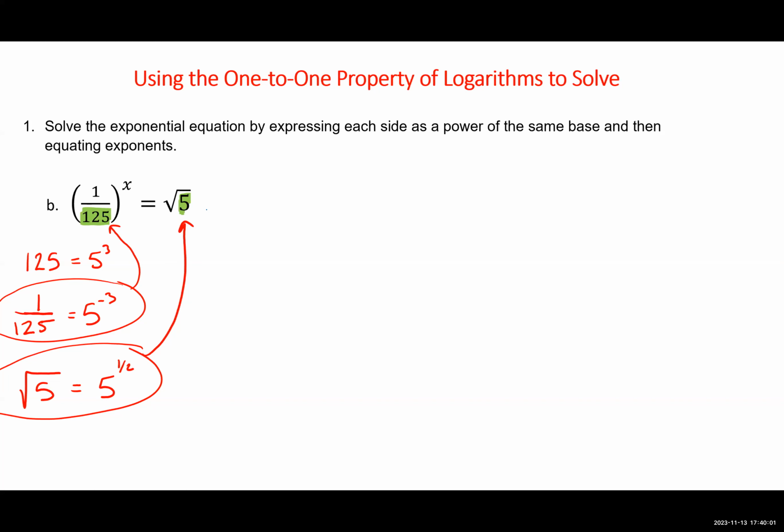So let's rewrite that equation. Instead of 1 over 125 to the x, we could say that's 5 to the negative third power raised to the x. And then on the right, instead of the square root of 5, we could say 5 to the 1/2 power. Right, the left-hand side, again, we have a power raised to a power, so we can multiply those exponents. That's 5 to the negative 3x is equal to 5 to the power of 1/2.